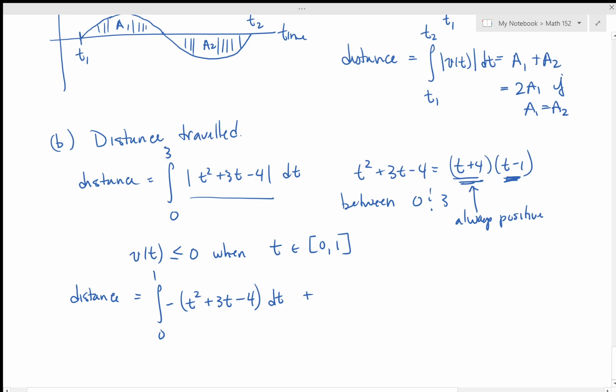Okay, this little statement here is basically a statement of this sort of thing. The absolute value of negative 10 is 10, but I'm thinking of that as the negative of negative 10, which is 10. That's why this negative is here, because I know that the velocity is negative. So in order to make it positive, I take the negative of it. And then in the interval between 1 and 3, the velocity is positive, so I can just remove the absolute value signs.